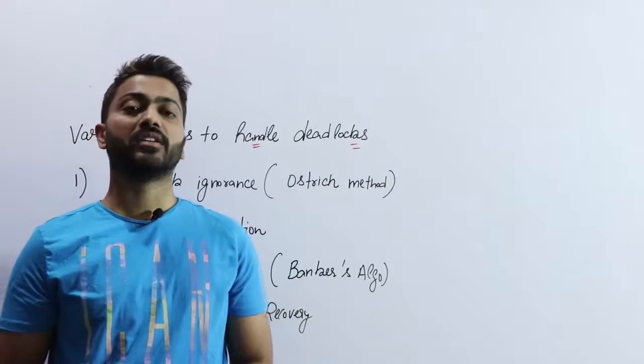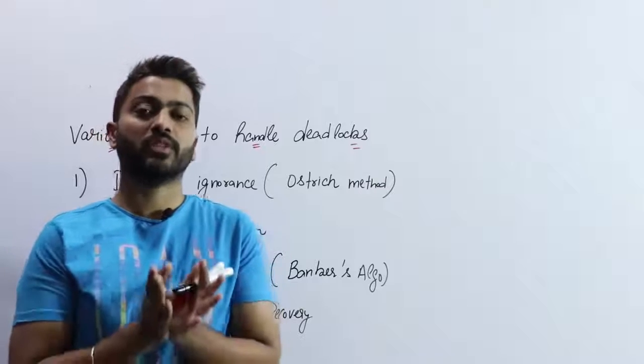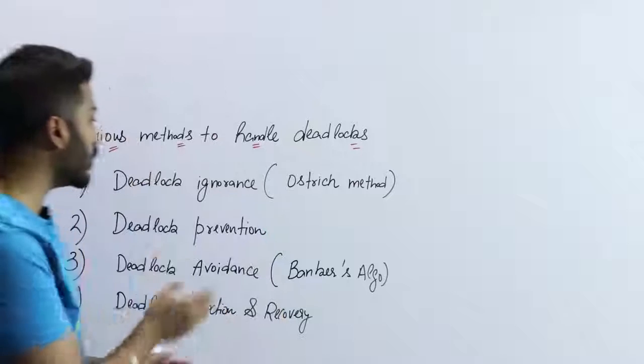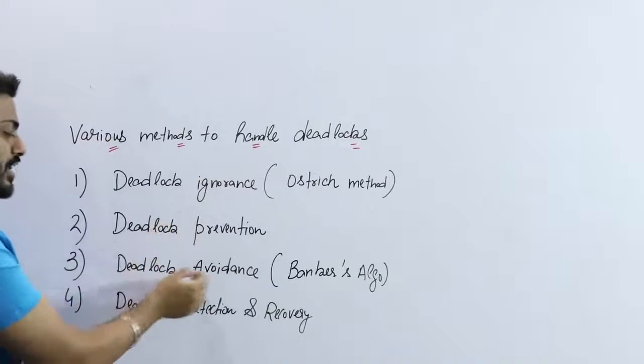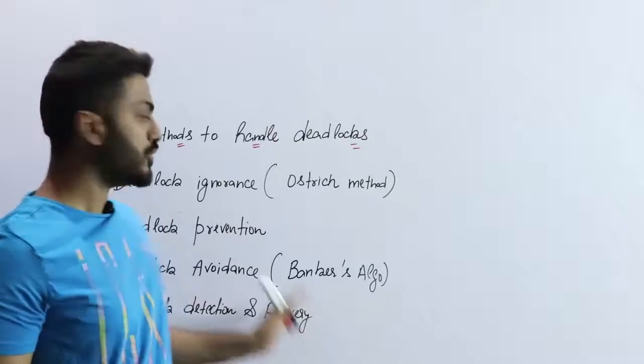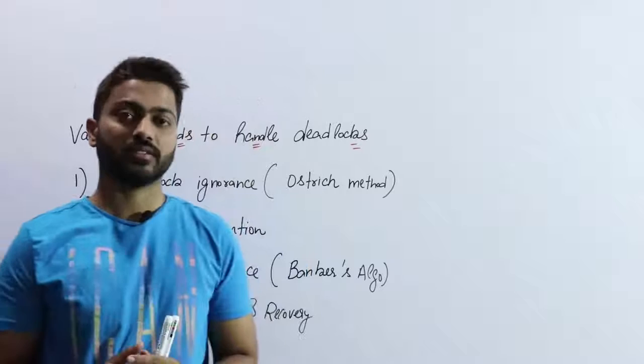Various methods to handle the deadlock situation. Basically, there are 4 important methods which are used to handle the deadlock. The methods are deadlock ignorance, deadlock prevention, deadlock avoidance, and deadlock detection and recovery. The first method is deadlock ignorance, which is also known as the ostrich method.